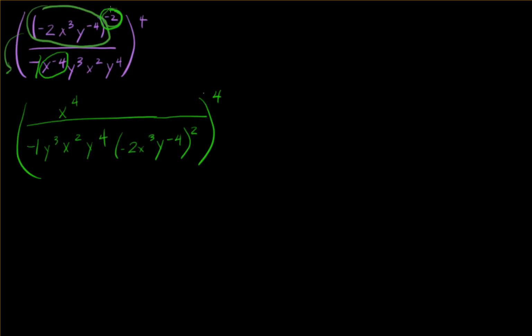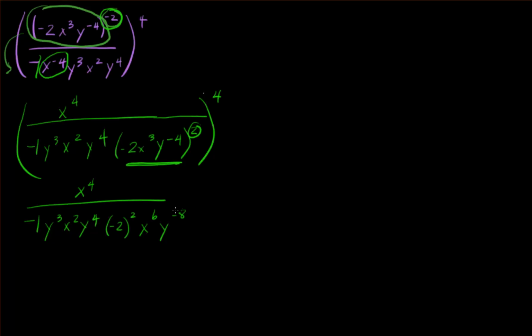Now, let's go ahead and take care of this parentheses right here, and distribute this 2 in. So I have x to the 4th. Then I have a negative 1, y to the 3rd, x to the 2nd, y to the 4th. And then we have a negative 2 to the 2nd, x to the 6th, and y to the negative 8.